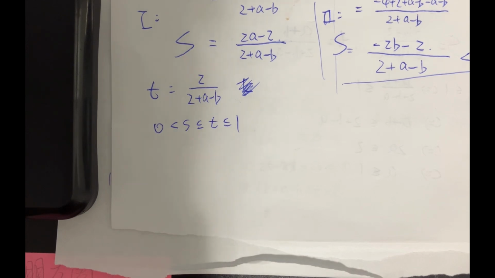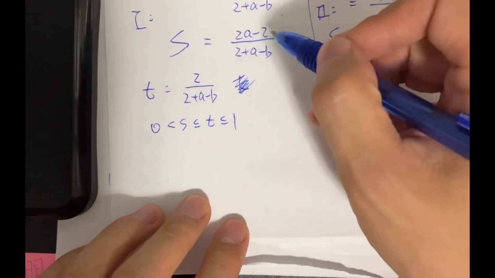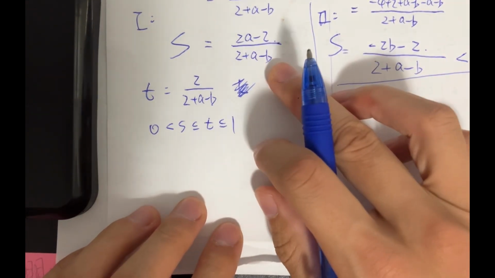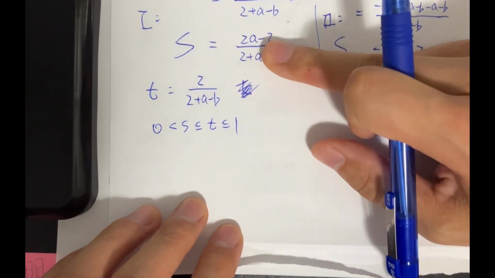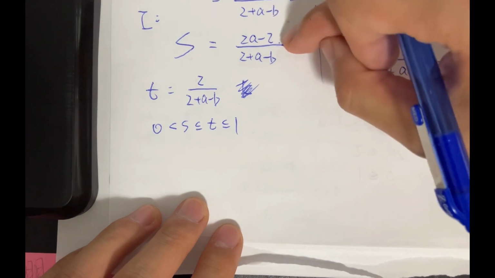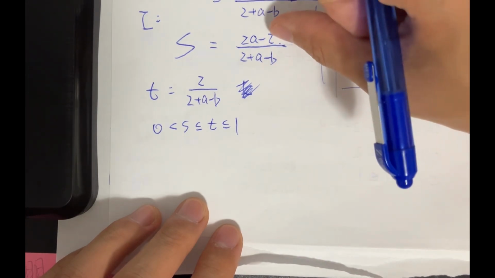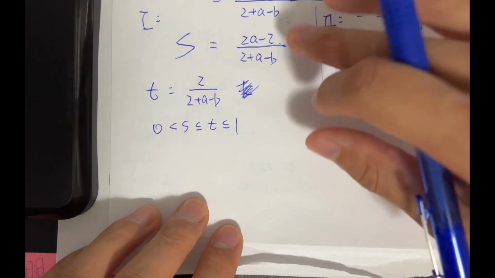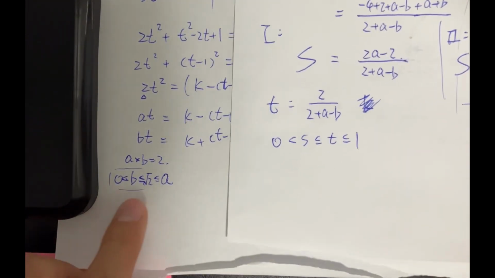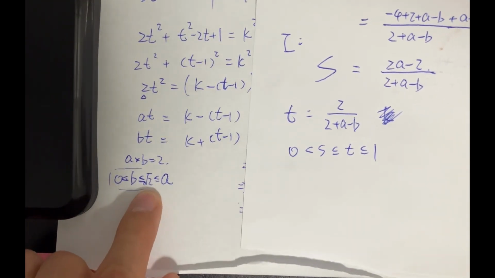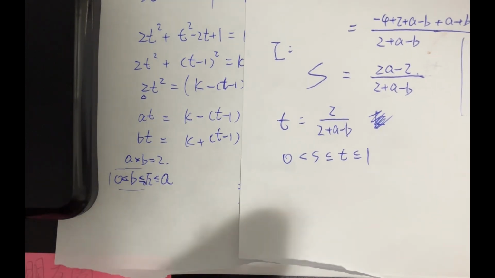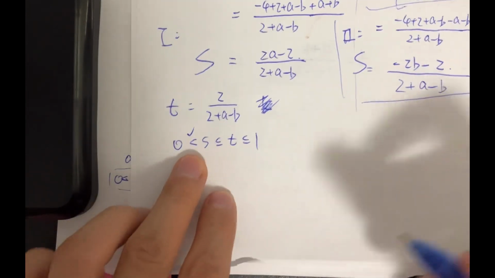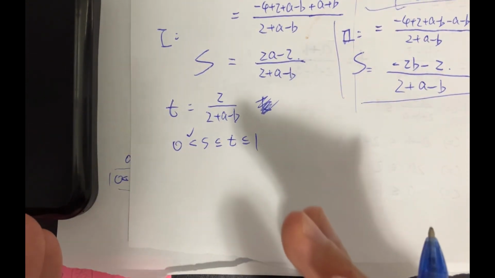First of all, S has to be positive. And as I said, the denominator is positive for sure, so the numerator has to be positive. 2a minus 2 is positive, meaning a is more than 1. And this is for sure because a is more than square root 2, which is 1.4 something. Of course, a is more than 1, so we don't have to worry about the first part. This one is already guaranteed.